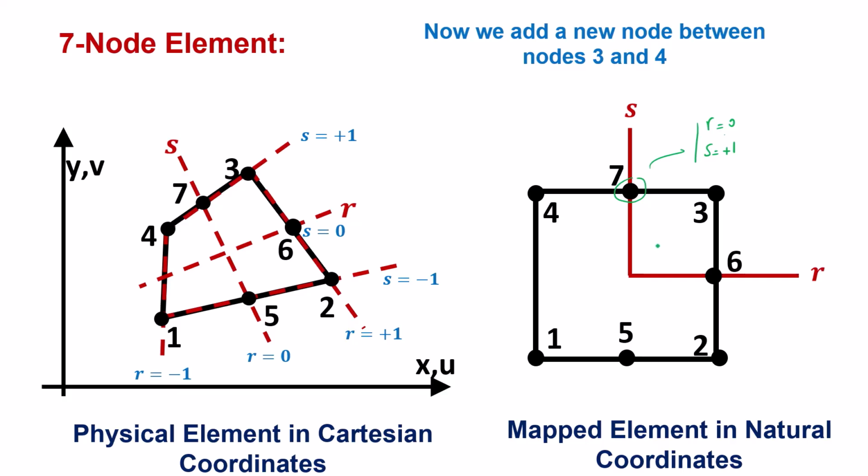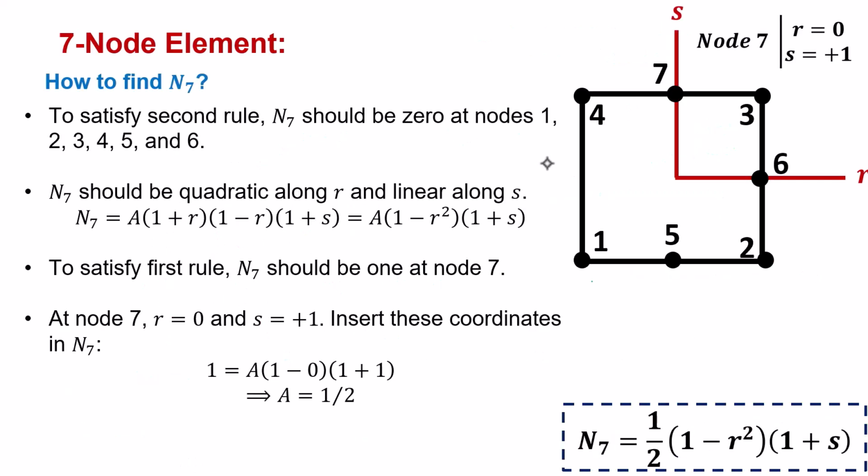The key idea is that with every new mid-side node we add, one more edge of the quadrilateral is upgraded from linear to quadratic interpolation, giving the element more flexibility and accuracy in representing displacement fields. Now let's find the shape function for node 7. Node 7 is located at r equal to 0 and s equal to +1.